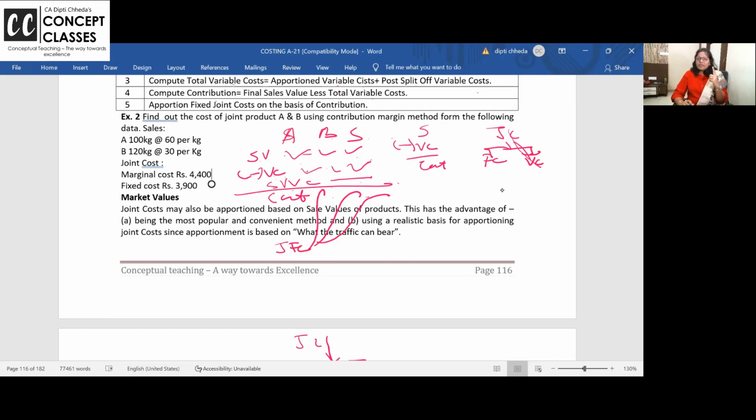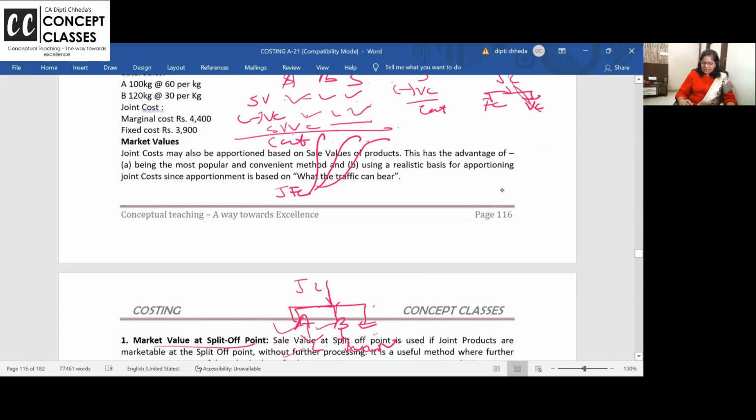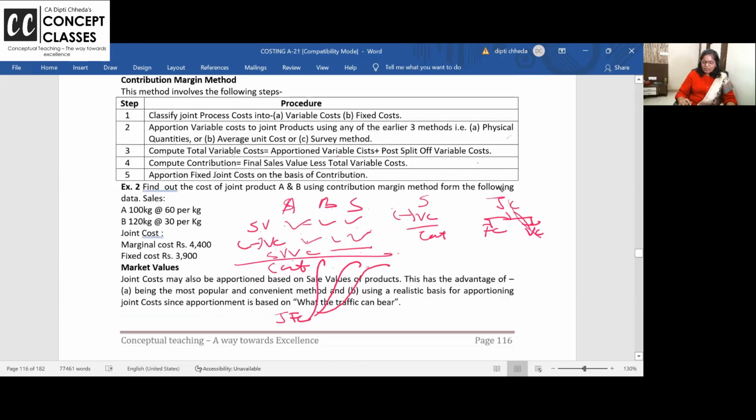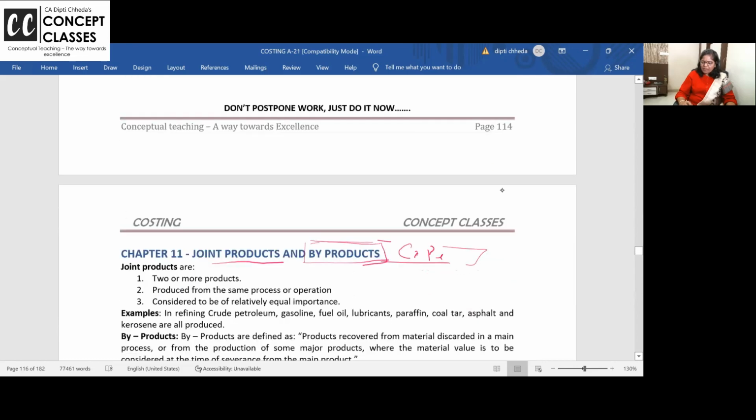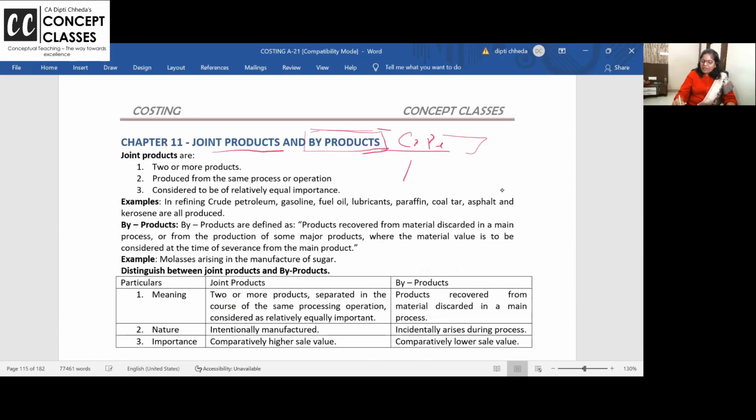And so one was physical measure, one is average unit, one is contribution margin where you can apportion the variable cost and fixed cost in the joint cost. Then market value at split-off point, final market value, and the sixth method is most important, that is the NRV. And survey method is there, I will explain. Did you understand now? Chalo, now I want to explain what is byproduct. Joint products are when you are producing, you get two products which are almost of similar value. I told you from curd, if I make lassi or I make buttermilk, both are having almost equal value.